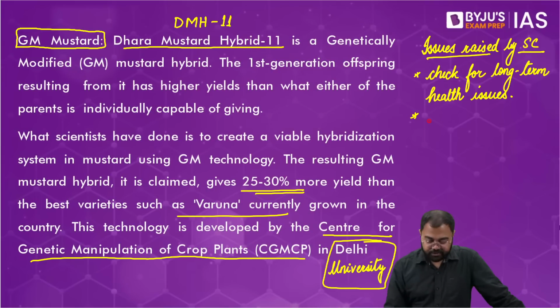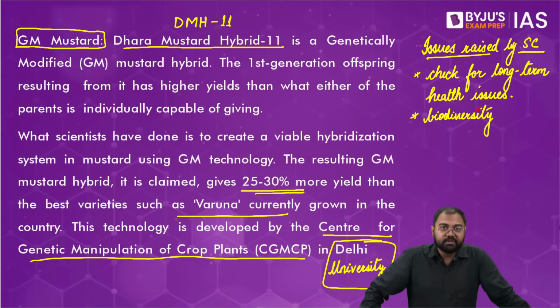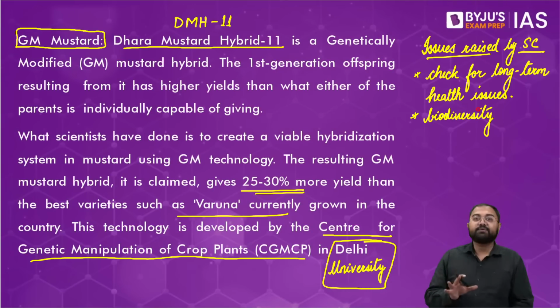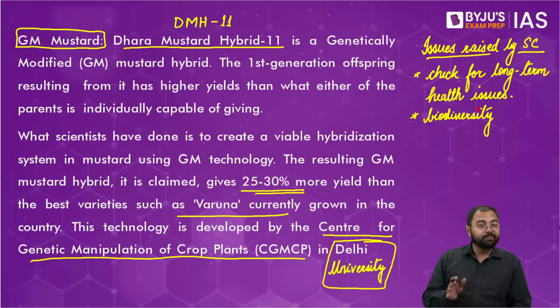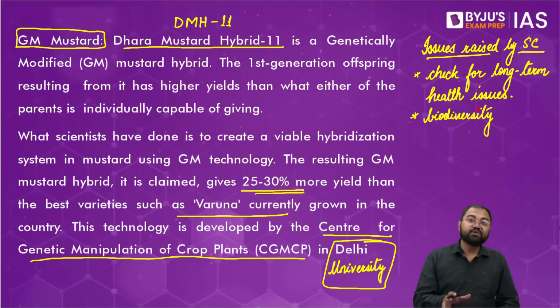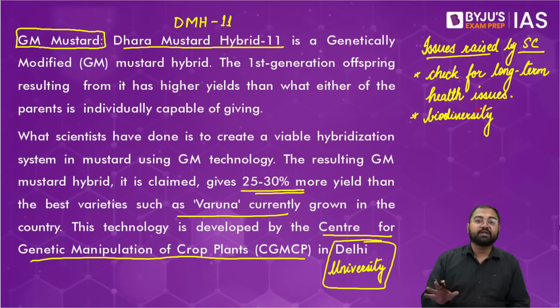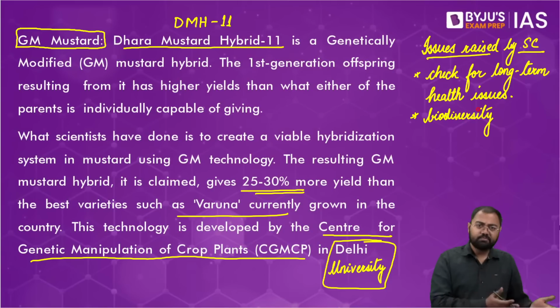And then the issue with biodiversity, the issue that it can create for biodiversity. Now, in what sense are biodiversity issues being discussed here? Right now India has almost 66 variants of mustard. All right, 66 variants of mustard are being grown in India. Once you introduce DMH11, obviously a lot of these mustard variants will not be grown anymore in the country. Correct? Instead, every farmer will prefer DMH11.